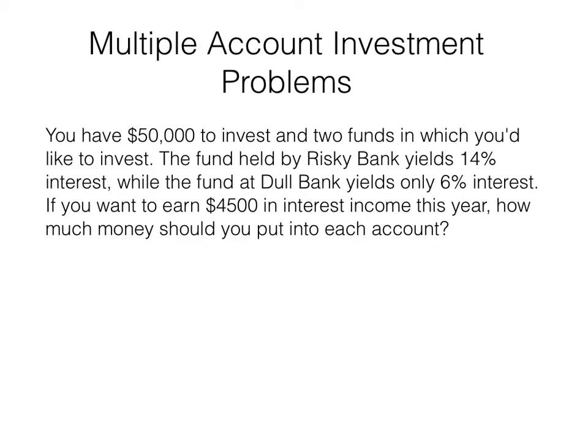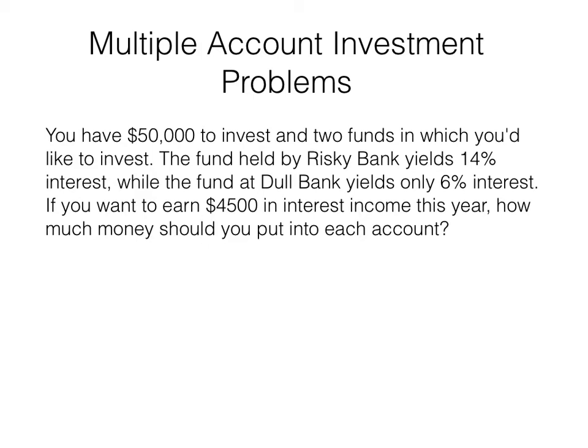You have $50,000 to invest. It's a nice little daydream. And there are 2 funds in which you'd like to invest, so mutual funds. The fund held by Risky Bank yields 14% interest, while the fund at Dull Bank yields only 6% interest, hence the names. Risky because it's a higher risk, so it yields a better return, and Dull because it's a slightly lower risk and yields a lower return.